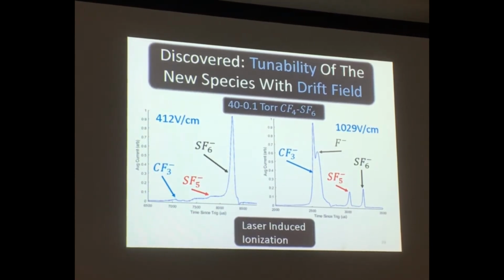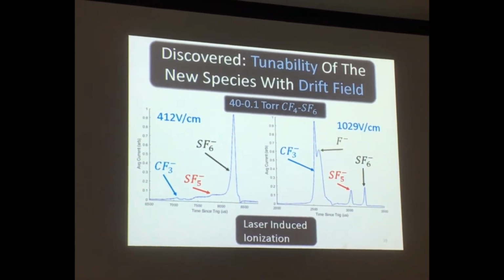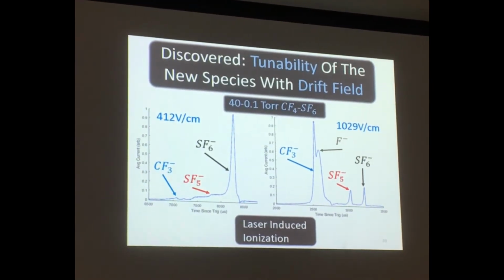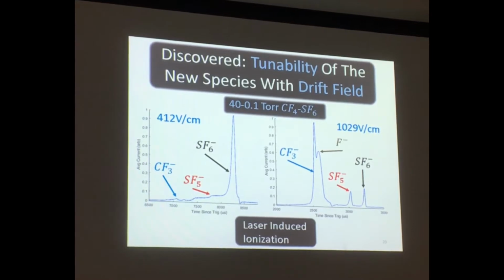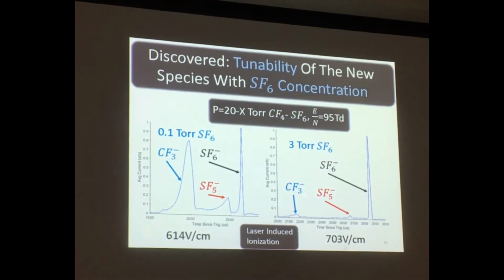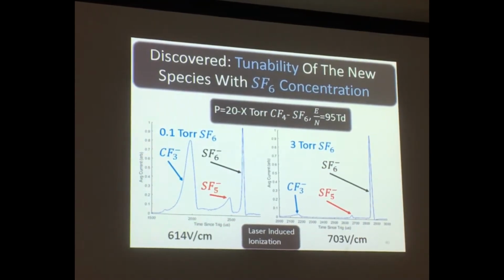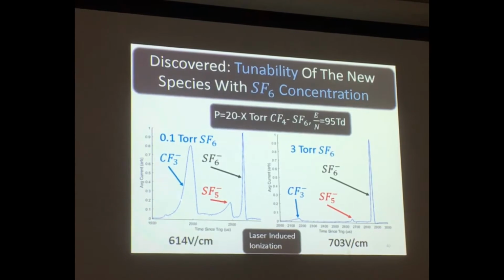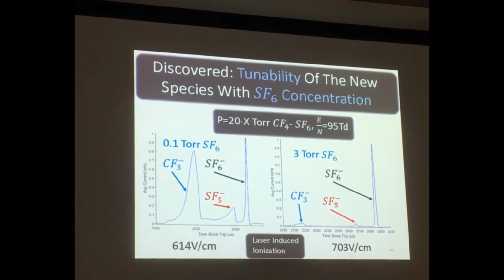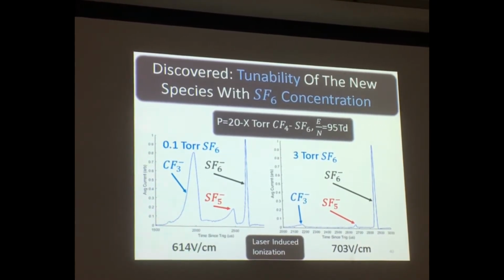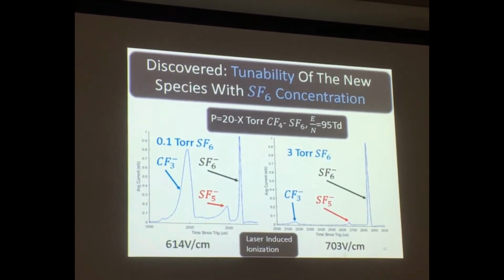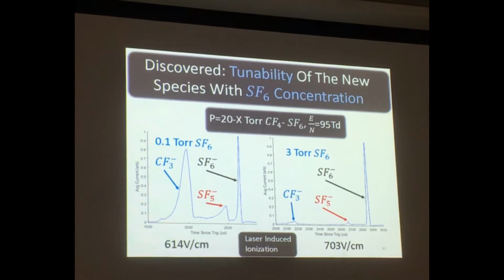And so just by tuning the drift field, I can pick this negative ion species to be what I want. So that was pretty exciting when we saw this. And then I also looked at how the negative ion species behaves when I change the SF6 pressure. Here, the concentration of SF6 is really low, and you see the new negative ion is huge. It's really large.